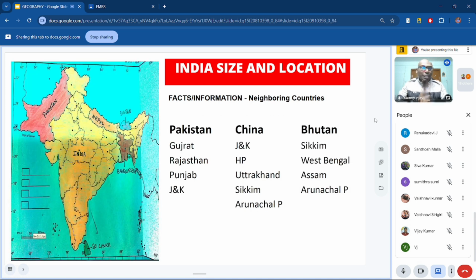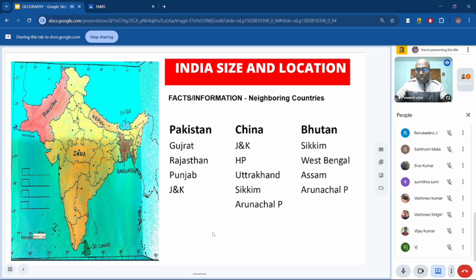Now, neighboring countries, make a note. Don't sit and listen idly. You need to make a note of this information. So, neighboring countries and the states which have borders with them. Pakistan has a border with India, and the states which have a border with Pakistan are Gujarat, Rajasthan, Punjab, Jammu and Kashmir, and if you include Union Territories, then Ladakh.